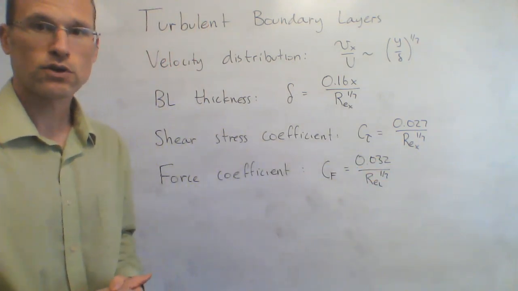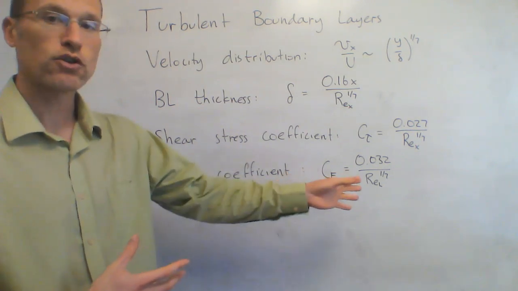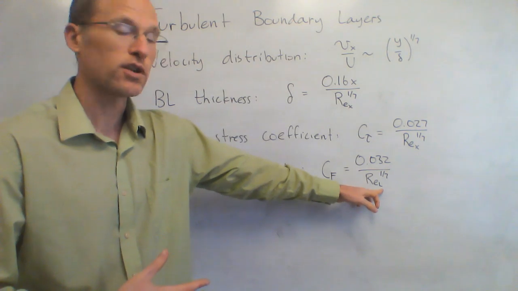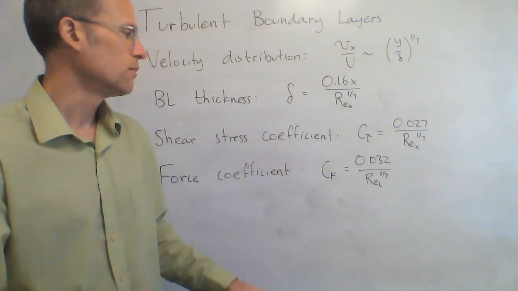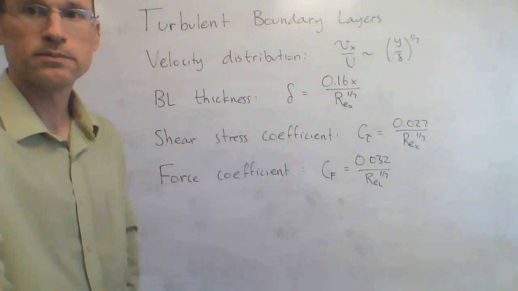And then force coefficient. So again, this is integrated over the entire plate length. So I have my Reynolds number based on the entire plate length. In this case, 0.032 over that Reynolds number to the 1/7 power again.